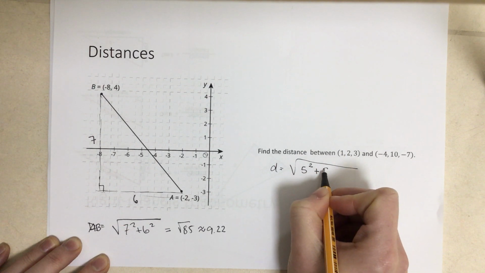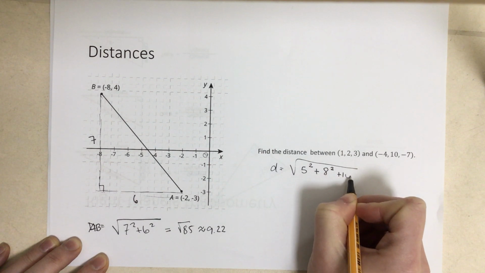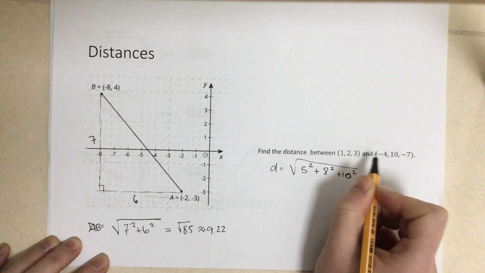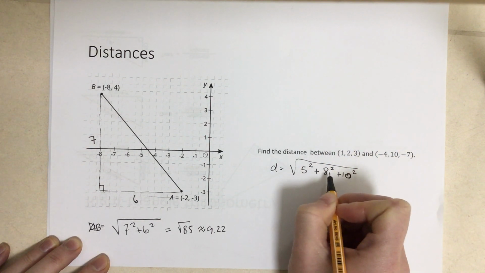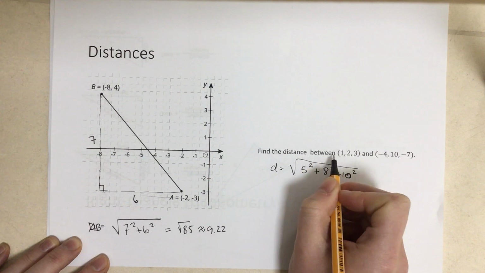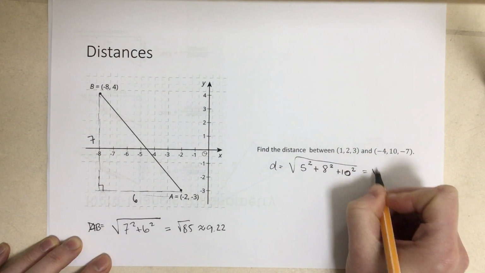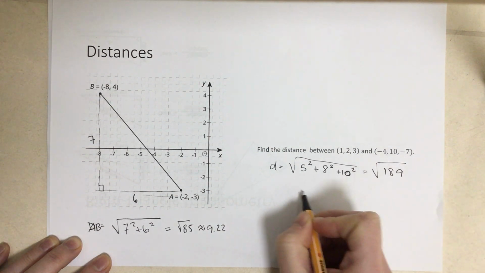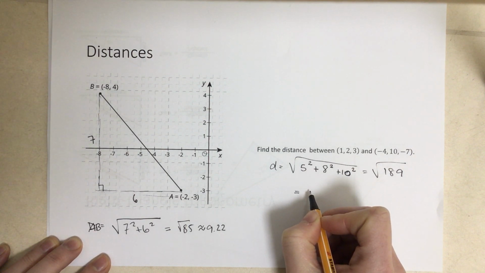There are 8 units between my y's, and there are 10 units between my z's, from 3 to -7. You could again do 3 minus -7, 2 minus 10, it won't matter if I get negative, and 1 minus -4. And when you square all of those, you get 189. And we can, even if we want an exact value, we can reduce the root.